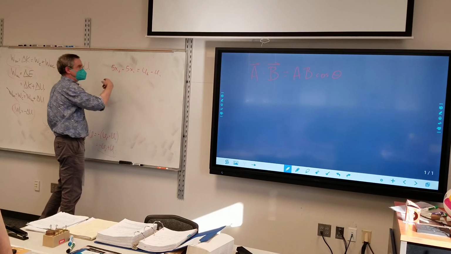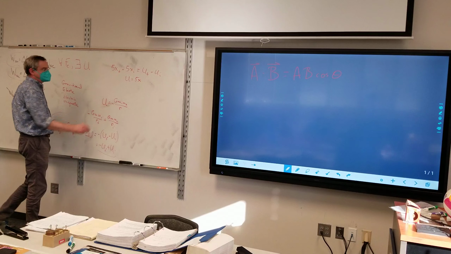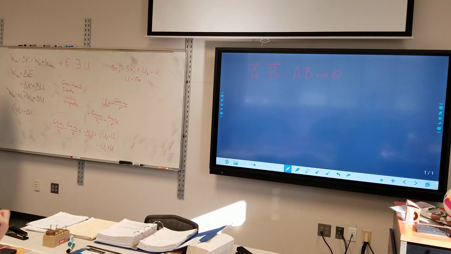down here, I have GM1M2 over R final minus GM1M2 over R initial is equal to negative U final plus U initial. So what is a formula for U? Wouldn't it just be GM1M2 over R? If I did that, this is not correct. If that's it, then this would become negative GM1M2 over R final plus GM1M2 over R initial, and that's not what we have here. So it's just negative GM1M2 over R. Okay, that makes sense. What is another formula that would also work?